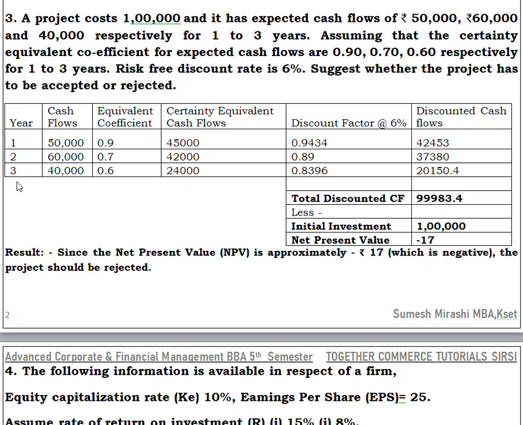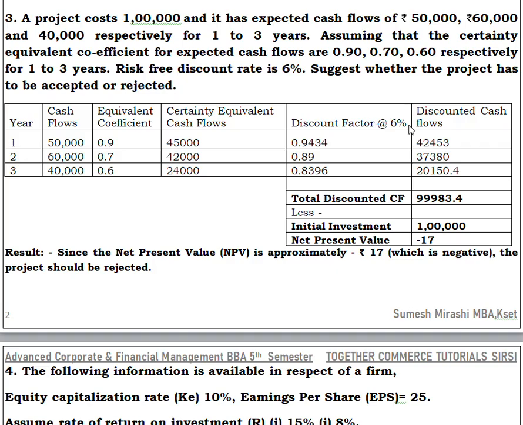So this is the solution. In the year column we have to take 3 years, that is 1, 2 and 3. In the cash flow column we have to take 50,000, 60,000 and 40,000. Then the certainty equivalent coefficients are given, that is 0.90, 0.7 and 0.6. Then certainty equivalent cash flow. This column is got by multiplying the second column and third column. 50,000 multiplied with 0.9 gives you 45,000. 60,000 into 0.7 gives you 42,000. 40,000 into 0.6 gets you 24,000.